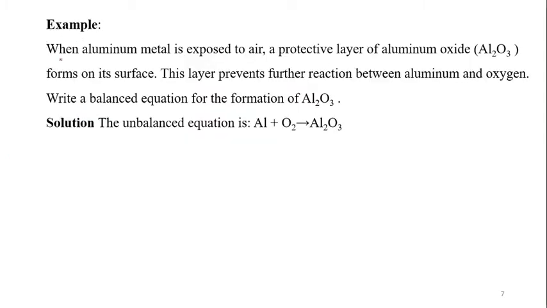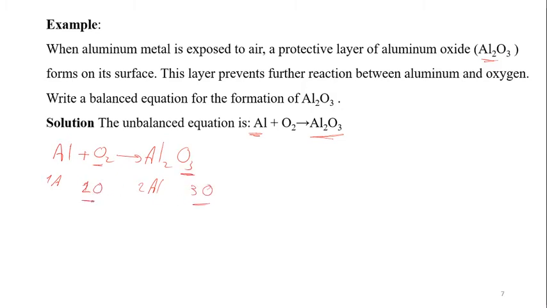Another example, when aluminum metal is exposed to air, a protective layer of aluminum oxide is formed. The formation of this protective layer, if we try to write it, is aluminum and oxygen to give me aluminum oxide. So if I try to count the number of atoms for each element, I can see that I have 1 aluminum, and I have here 2 aluminum atoms. I have here 2 oxygens, and I have here 3 oxygens.